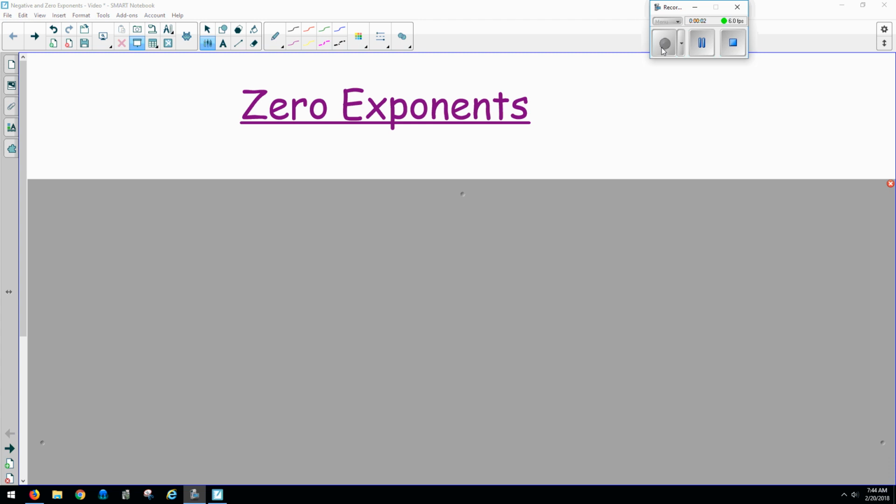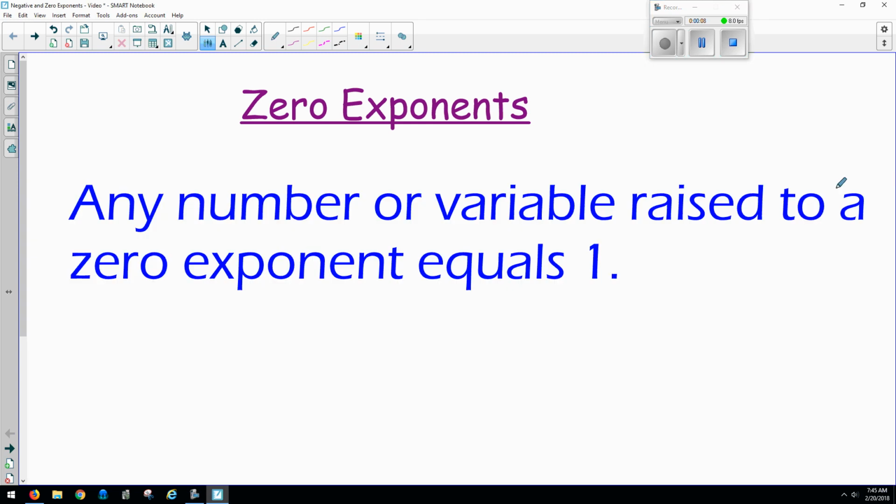We're going to talk about a few different types of exponents today. First one is zero exponents. Any number or variable raised to a zero exponent equals 1. For example, if I have x to the 0 power, that equals 1. If I have 3 to the 0 power, that equals 1. If I have 1,562 to the 0 power, that equals 1. Anything to the 0 power equals 1.